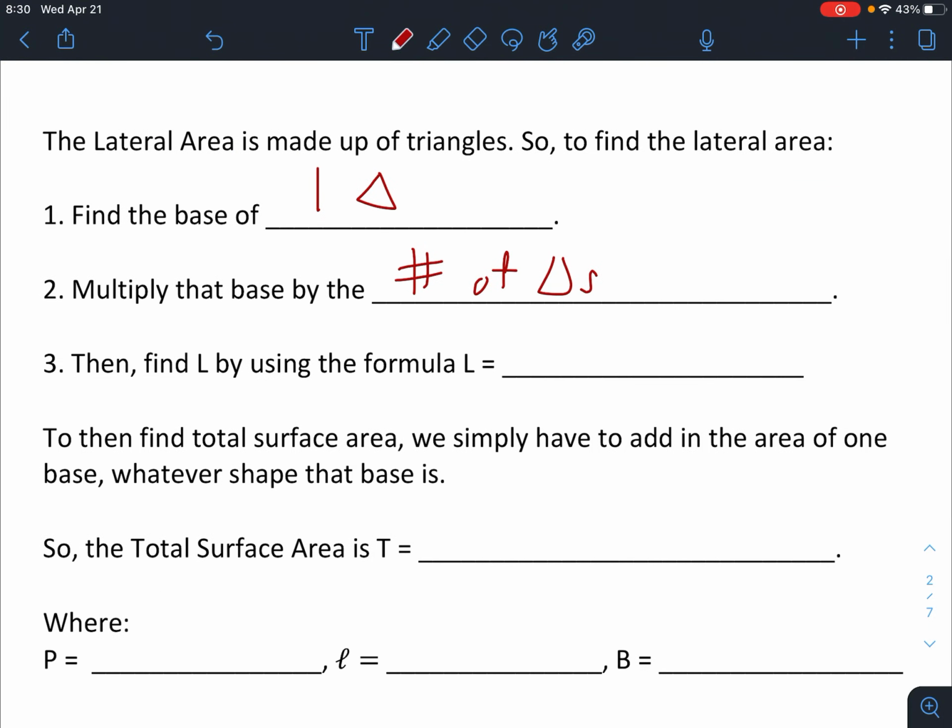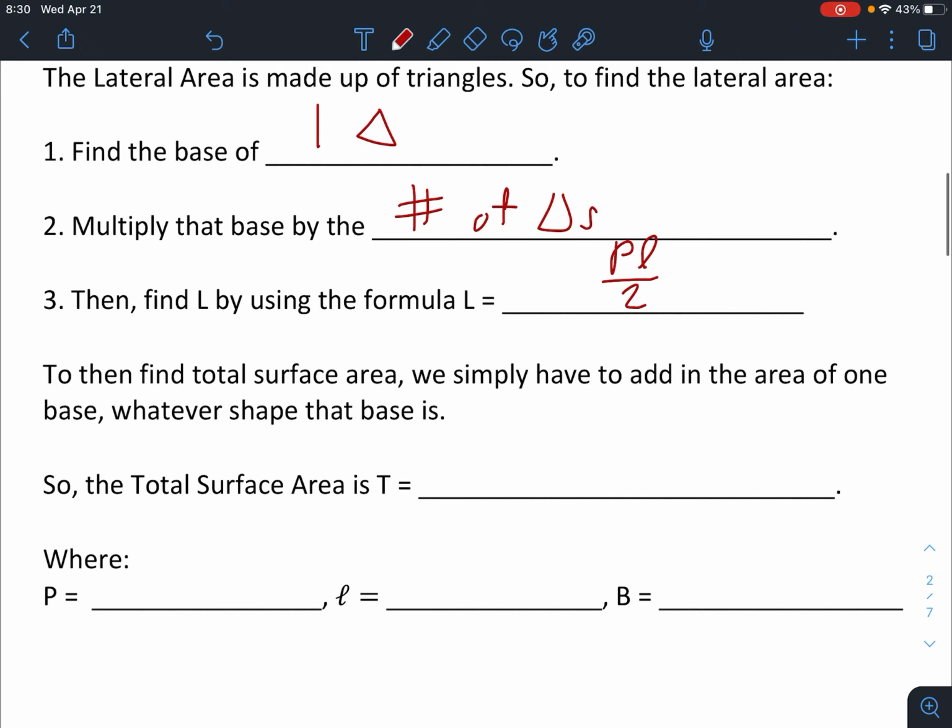Our formula is going to be PL over 2. So P acts as our base of the triangles, L is our slant height, so the height of the triangles, and over 2. So base times height over 2. Skipping down here, what does P stand for? P stands for the perimeter of the base. Again, whatever shape that base might be, triangle, rectangle, pentagon, whatever. L still stands for our slant height, just like for when we did cones.